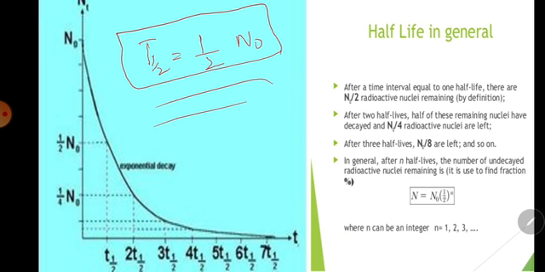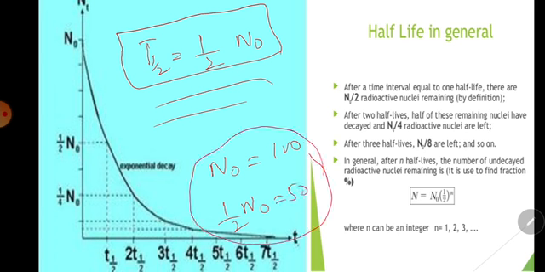After a time interval equal to t 1/2, there are N/2 radioactive nuclei. For example, if you originally have 100 atoms, 1/2 N naught is 50. So the duration of time in which the 100 atoms are reduced to 50, in which 50 atoms decay, is called half-life. After two half-lives, half of the remaining nuclei have decayed.